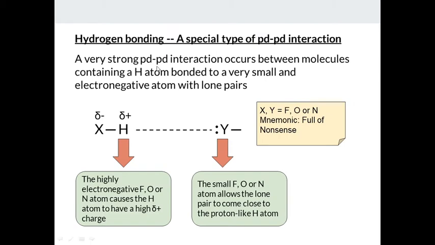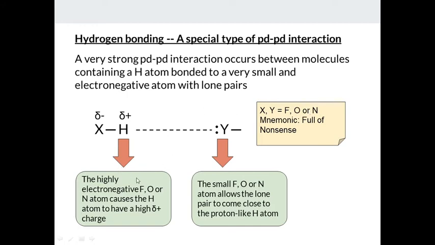So now let us take a look at the third kind of intermolecular forces, which is hydrogen bonding. A very strong PD-PD interaction occurs between molecules containing a H atom bonded to a very small and electronegative atom with lone pairs. In our syllabus, you'll be learning that this other atom can either be a fluorine, an oxygen, or a nitrogen atom.